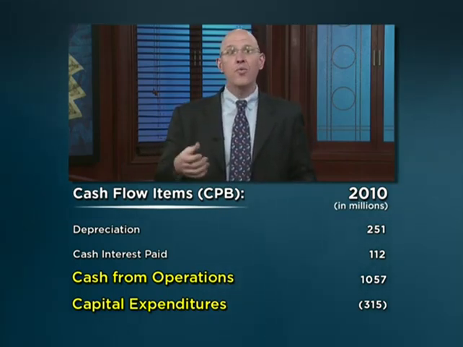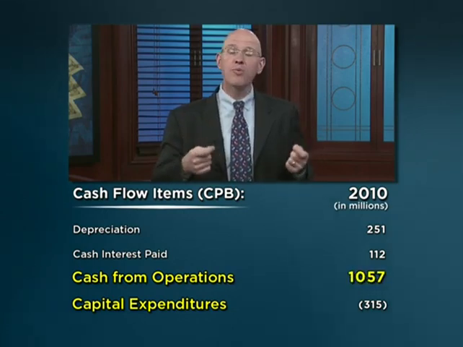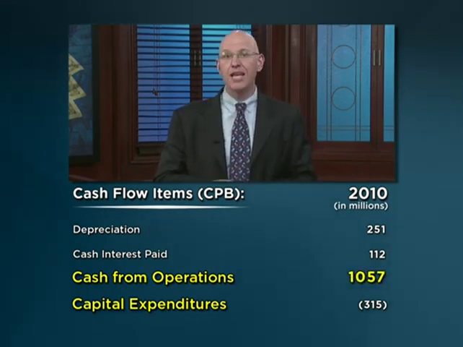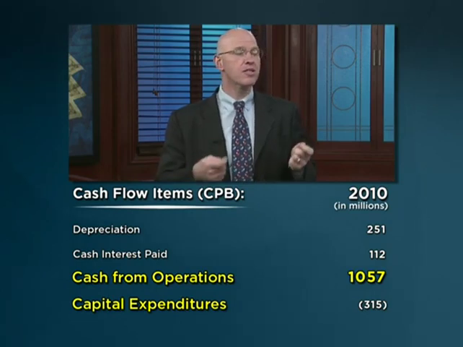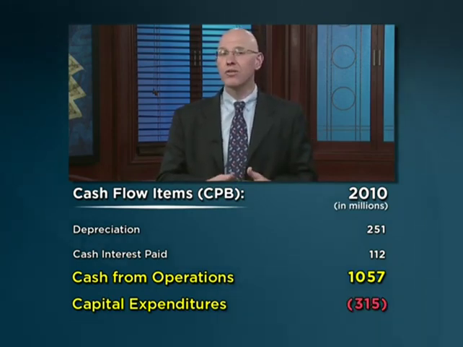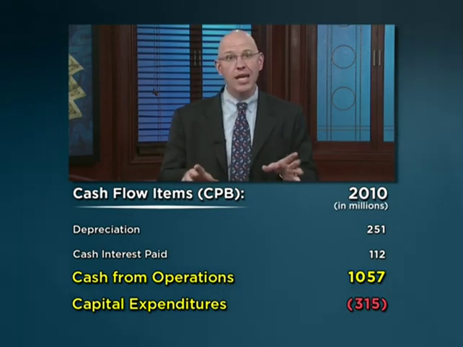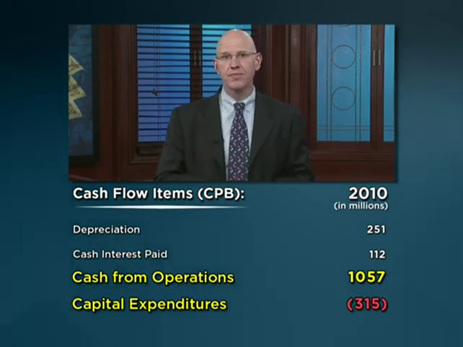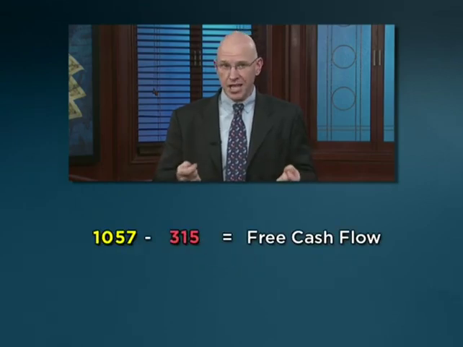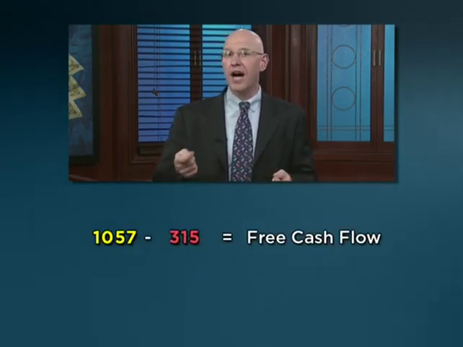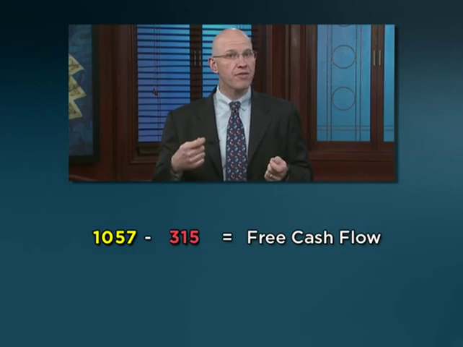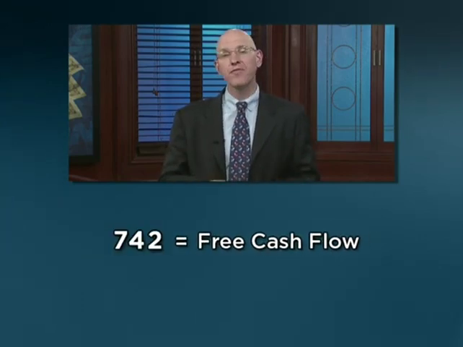For Campbell's, we know that cash flow from operations is $1.057 billion, and just below it is an item for purchases of plant assets, which is $315 million. The number's in parentheses, too, to indicate that it's an expense. So our basic measure of free cash flow for Campbell's is 1,057 minus 315, or $742 million.